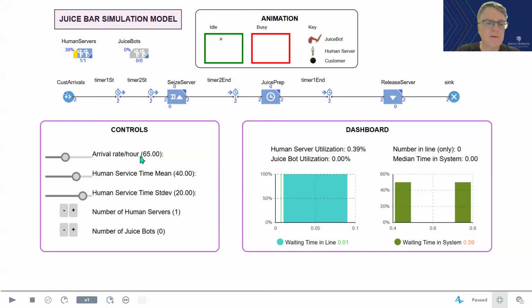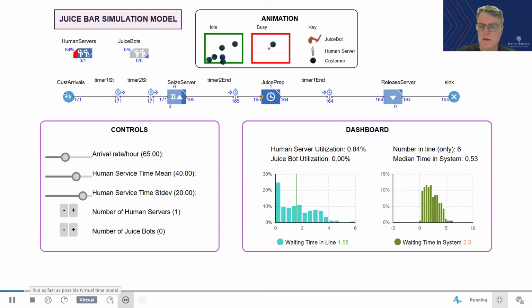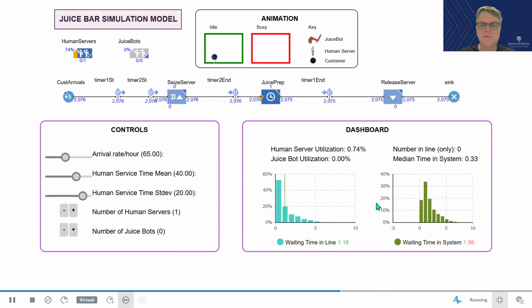So you can see my parameterization here. Arrival rate is 65, mean service time of 40 seconds, 20 seconds standard deviation, one server, and we just run it to completion. Let's try this. We can speed it up, and I'm just going to run it to completion. So you can see that this is over 3,000 minutes. We've got barista utilization of 73%. There's no juice bots involved in the simulation, so that's a 0.